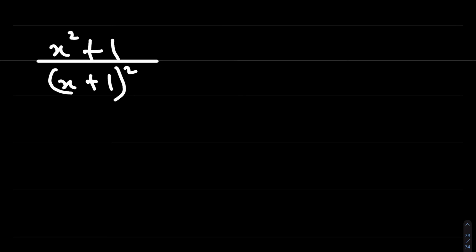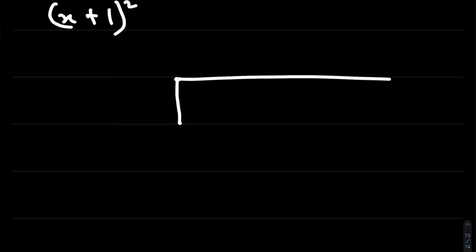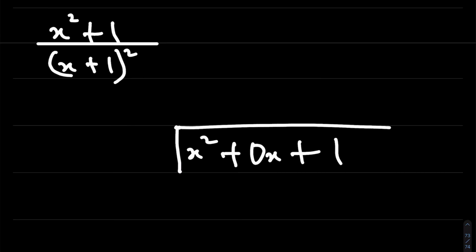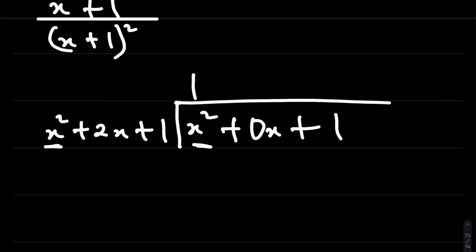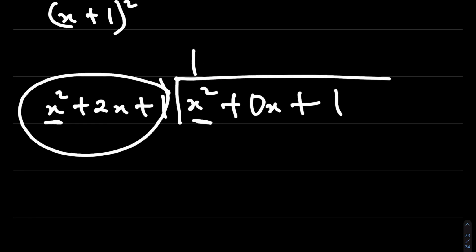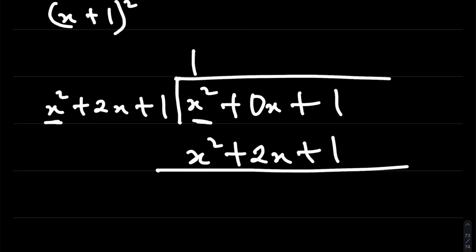So before we resolve into partial fractions, we have to divide the numerator by the denominator. x squared plus 1. Let me fill this with 0x. Let me just write x squared plus 0x plus 1, and I'm dividing it by the square of x plus 1, and that's the same as x squared plus 2x plus 1. Now x squared divided by x squared is 1. So I multiply the whole of this by 1, which means x squared plus 2x plus 1. Now I subtract.